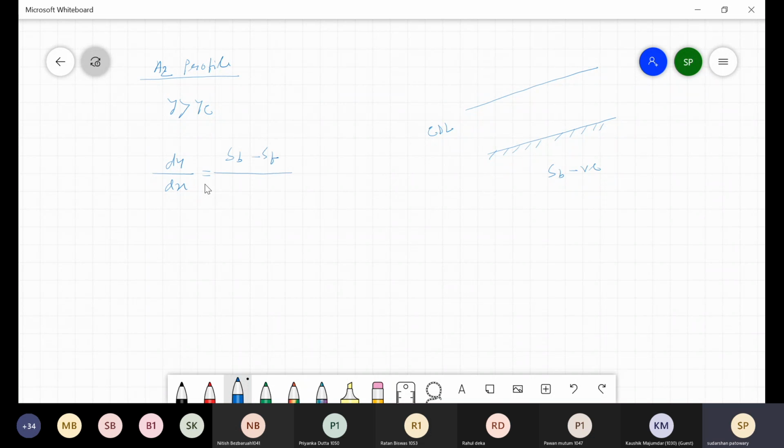SB minus SF, 1 minus YC by Y whole cube. SB is negative, so ultimately this is negative. 1 minus YC by Y: Y is greater than YC, so this term is positive. So ultimately negative, so this is a falling profile.